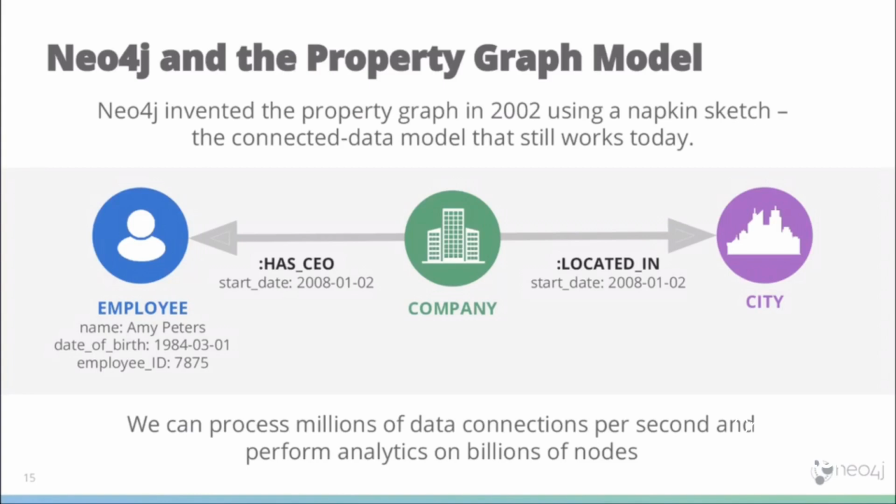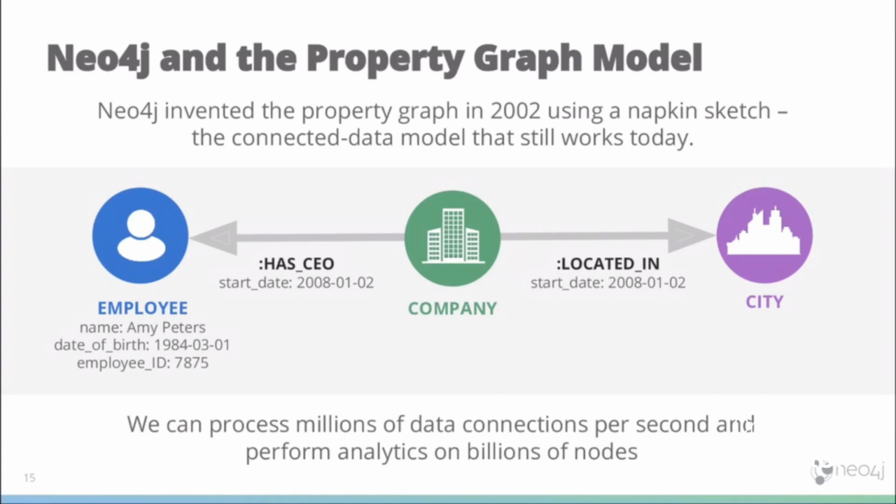You've got pointers to things. So relationships in Neo4j have direction. So the company has a CEO that started on a particular date, and that's actually an employee. And these relationships and nodes can also have attributes. You can see the start date, name, employee ID, whatever that might be.